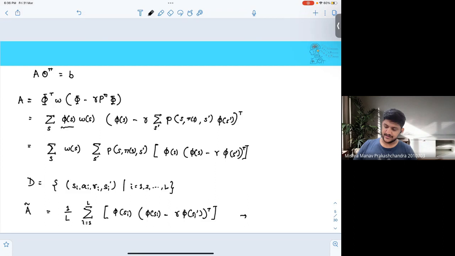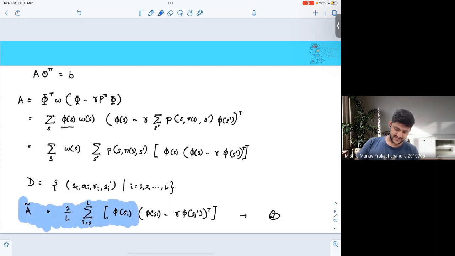Maybe we'll call it number two. So A tilde is a method wherein I can estimate the quantity on the LHS without the explicit need of knowing the transition probability. Even without that, only if I know the phi(s) representation, the parameterized representation of the state, I can get this done. So this is my A tilde representation.